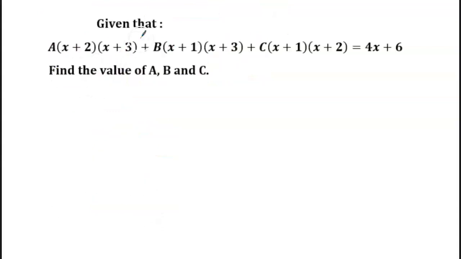Let's take the second question. Given that a(x + 3) + b(x + 1)(x + 3) + c(x + 1)(x + 2) is equal to 4x plus 6, we have to find the values of a, b, and c. So this one, yes, we can use expanding and then comparing coefficients. But there is another way using the cover rule. So what does it mean?